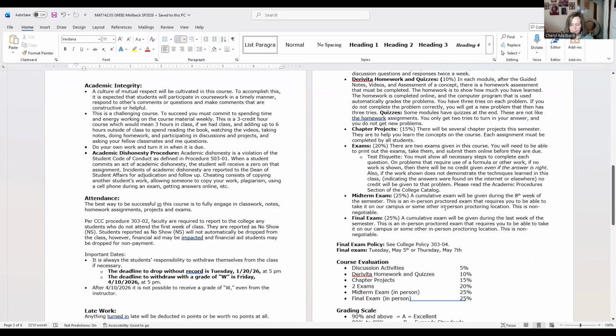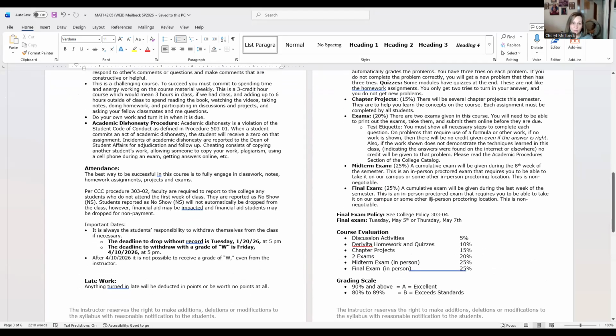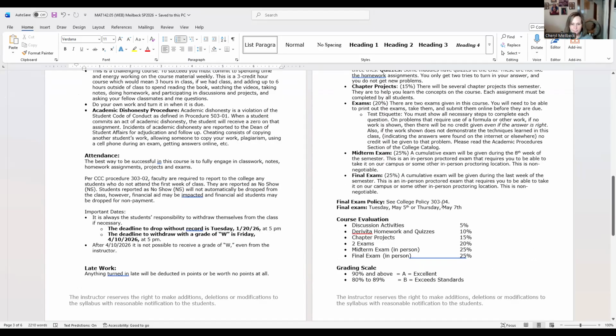If you do not live in Flagstaff, you can go to the Page campus, or if you live in other areas, we will find a resource for where you can go and take the exam, because those 2 need to be taken in person, and each are worth 25%, so you don't want to miss out on that.